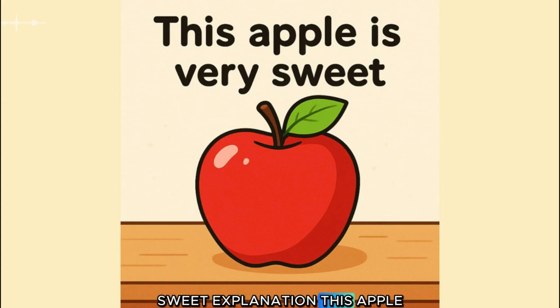Explanation. This apple is singular, so we use is. Use is when describing one object, person, or thing, including its taste, color, or location.